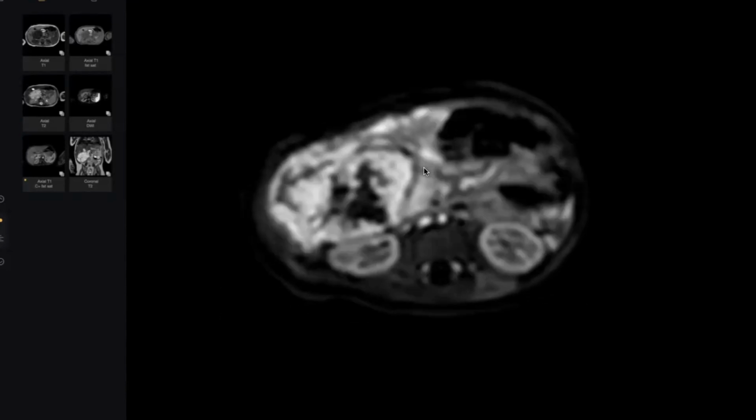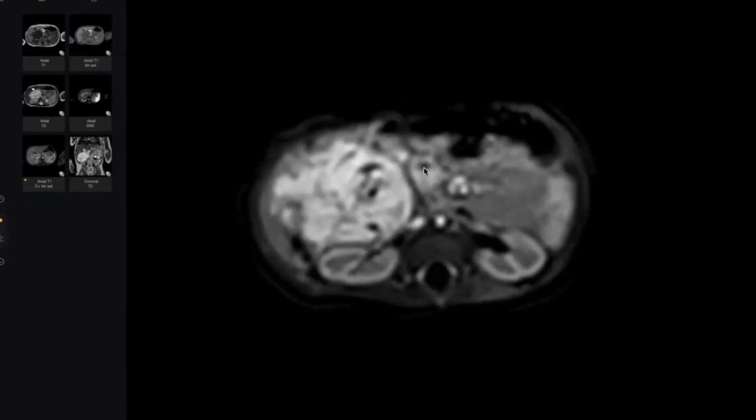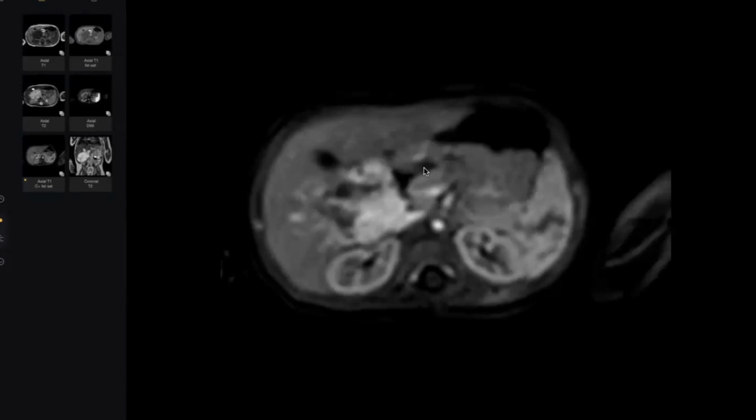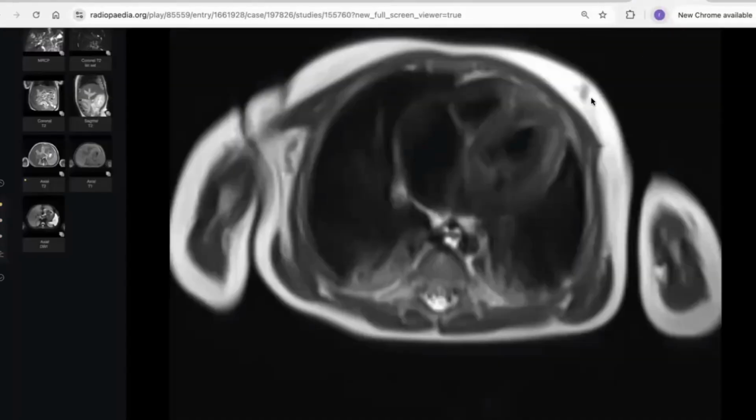This is not a hepatoblastoma. Hepatoblastoma is almost cystic, like the second case that I showed you today. It was a hepatoblastoma in the second case. But this case is hepatic hemangioma, again, infantile hepatic hemangioma. Thank you, doctor, so much.